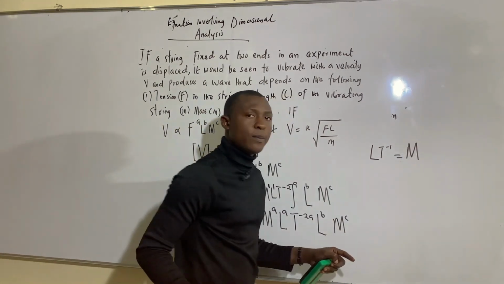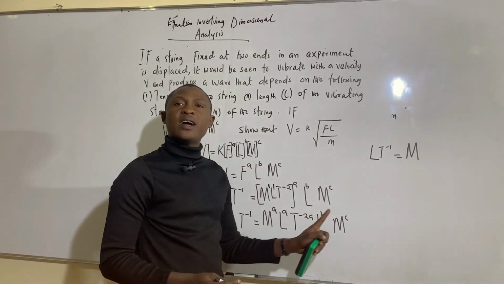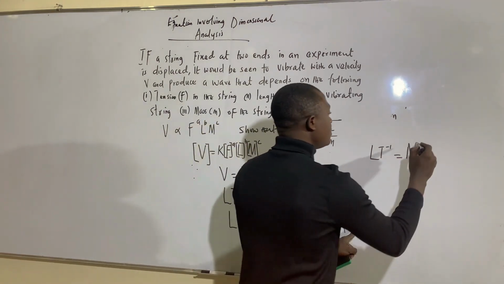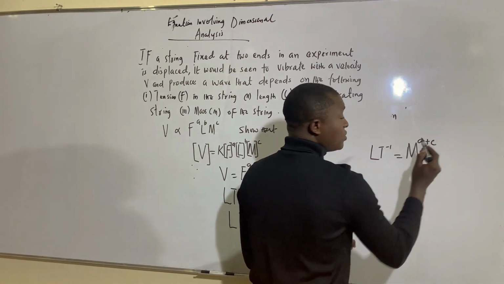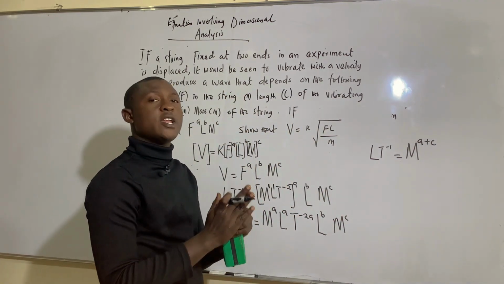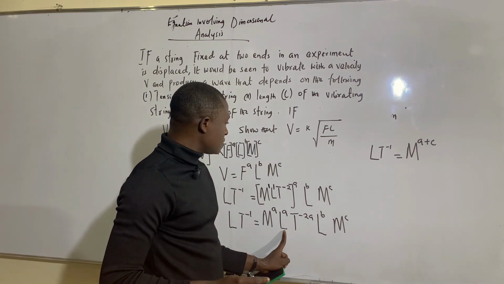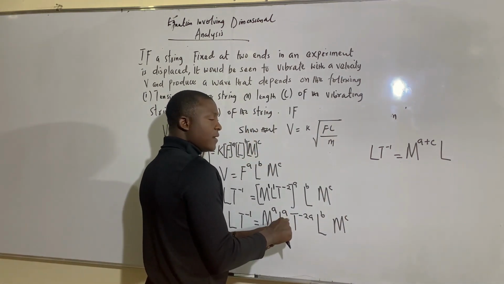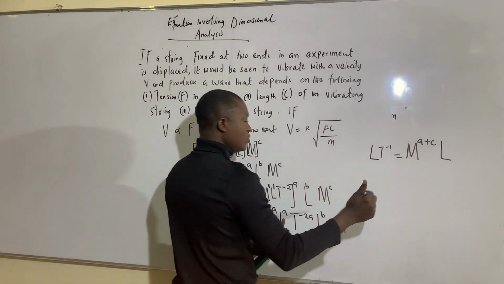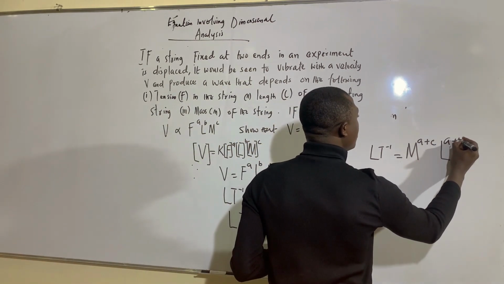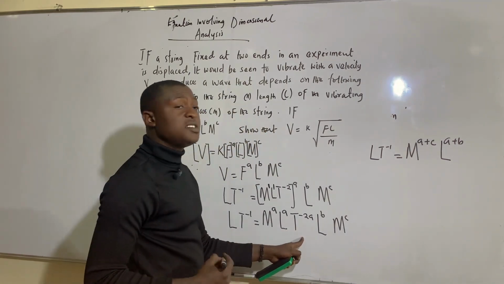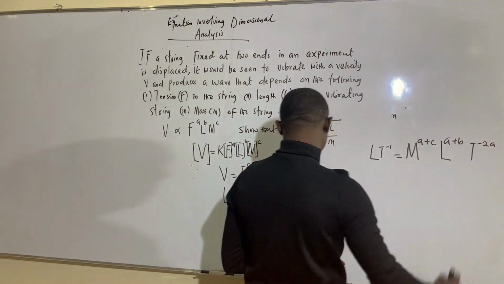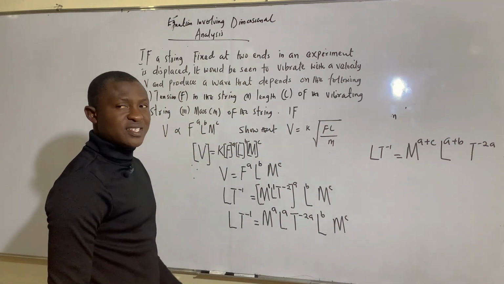So remember the addition law. The moment you pick one, you can add their powers together. The power of this one is A, and the power of this one is C. That means I can have A plus C. We pick one and we sum the powers together. So this is L, and this is L also. I pick one. The power of the first L is A, and the power of the second L is B. So that means we have A plus B. Now for T, it's only one, so I just pick one. That's T raised to the power of -2A. I hope you are getting it right.